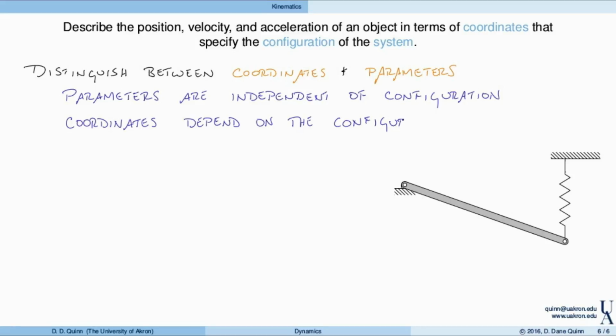So for this example, this bar attached with a spring to the ground, let's identify and distinguish between the parameters and the coordinates. So let's look at the parameters first. Now, one thing is they're measurable, right? We can certainly measure the parameters.